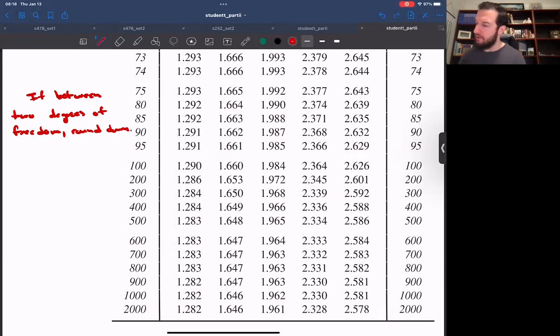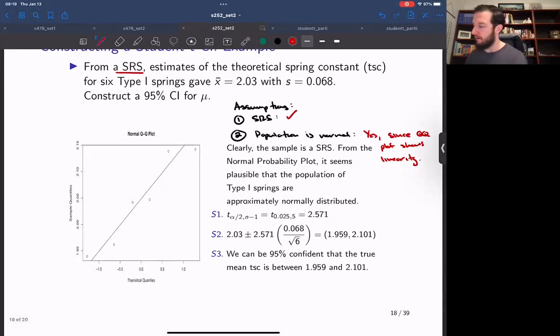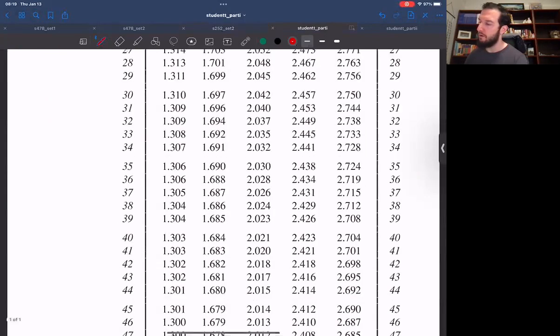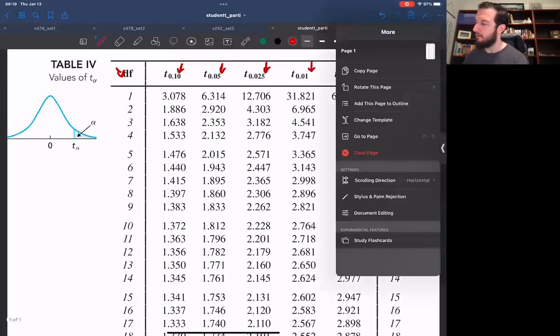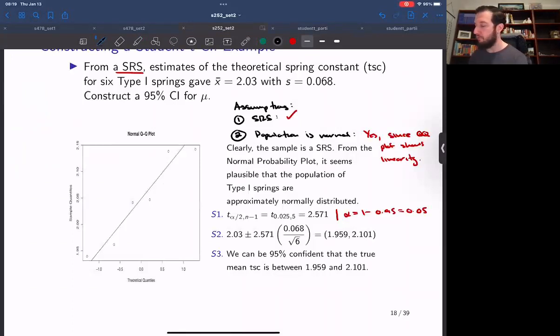All right, so going back to the question of interest, we have a t value on alpha over 2 and n minus 1. So we have a t value on 0.025 because we're building a 95% interval. As a reminder here, alpha is 1 minus 0.95, which is 0.05. So we have t 0.05 over 2, which is 0.025, and 5 degrees of freedom. Okay, so we go to our t table. We have t 0.025, we have 5, and this is where 2.571 comes from. So that's our t value, 2.571.